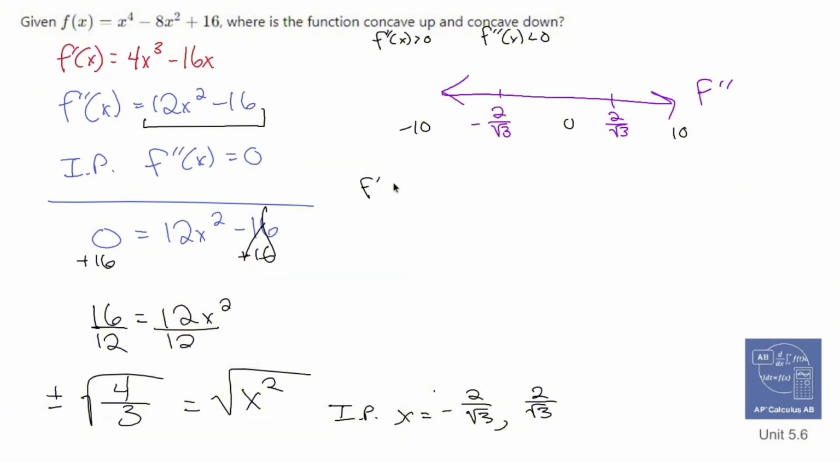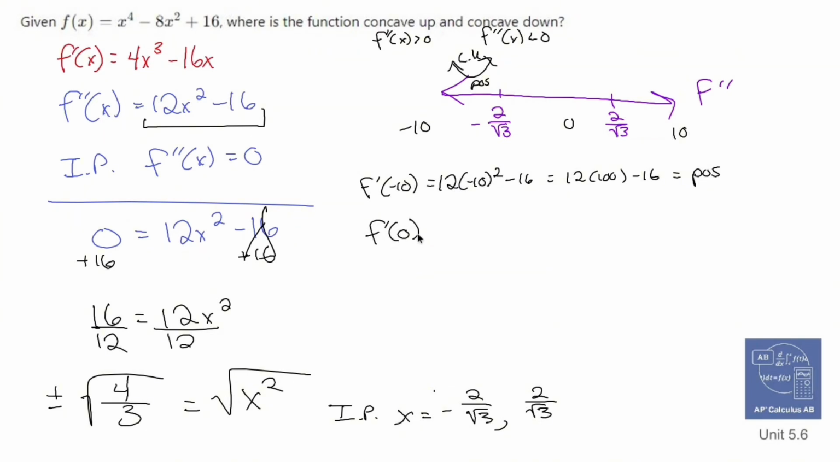F double prime of negative 10 is going to be 12 times negative 10 squared minus 16. So 12 times 100 minus 16. Now, I'm not going to freak out about the numbers. I know 12 times 100 is 1200. 1200 minus 16 is a positive number. So you are going to be positive here on f double prime, which means you're going to be concave up because it's positive. So I drew the concave up. I don't know why I did that, but I'm sticking with it. I'm leaving it there.